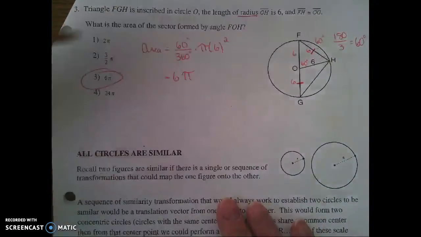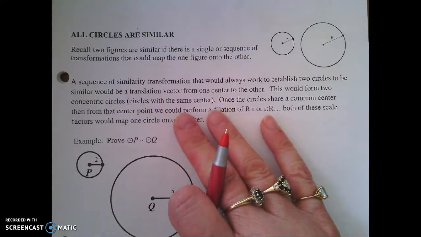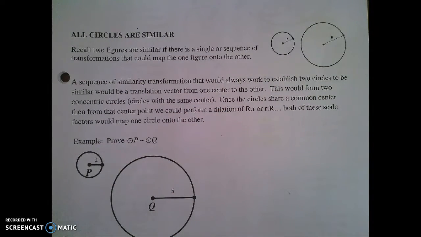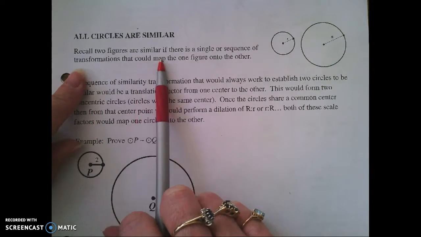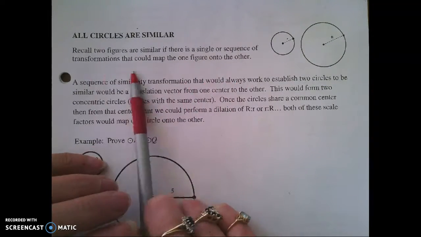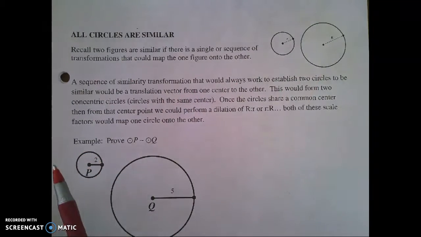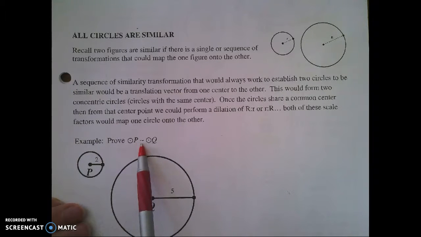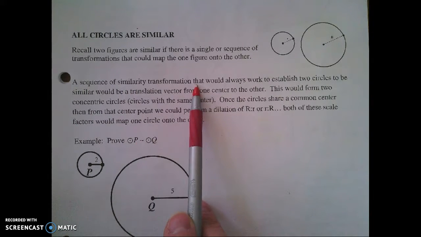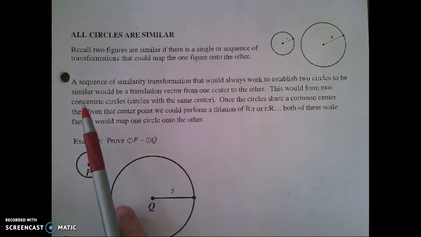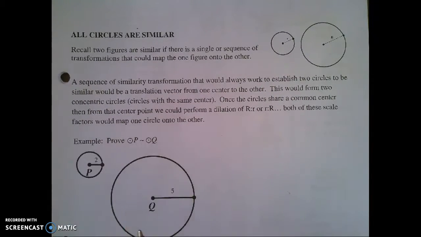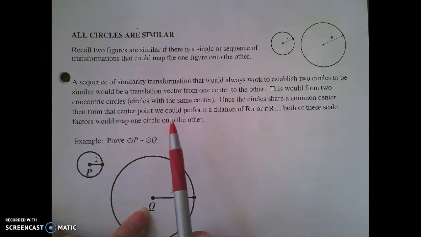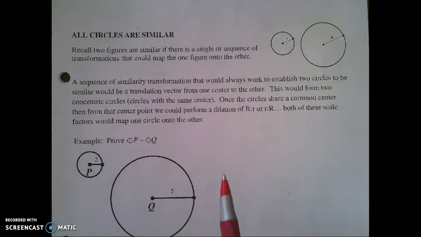All right, last thing I want to talk about is the fact that all circles are similar. So recall, 2 figures are similar if there is a single or a sequence of transformations that could map one figure onto the other. So it is very easy to prove circle P is similar to circle Q. A sequence of similarity transformations that would always work to establish 2 circles to be similar would be a translation vector. You're just going to translate one circle onto the other. And then a dilation. All right, so it's very easy to do.